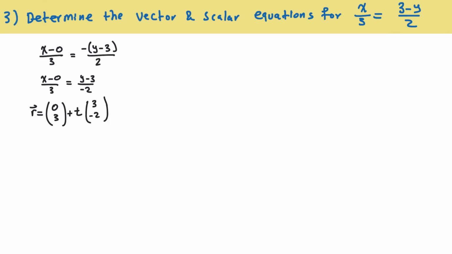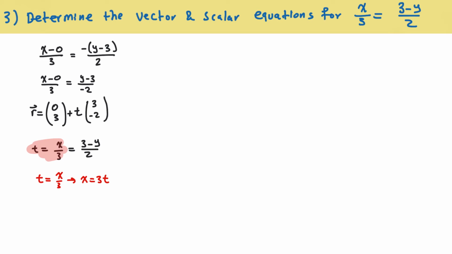This is the vector form. An alternative method of doing this is to let t equal x over 3, which is also equal to 3 minus y over 2. We will then rearrange. So for the first equation, t is equal to x over 3, so that means x is equal to 3t. Multiplying both sides by 3 is what I've done there.